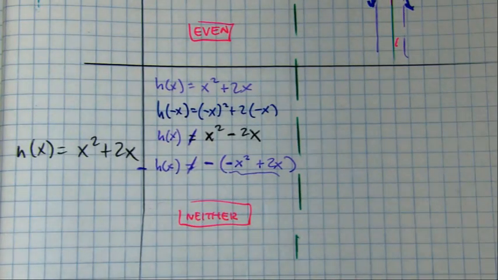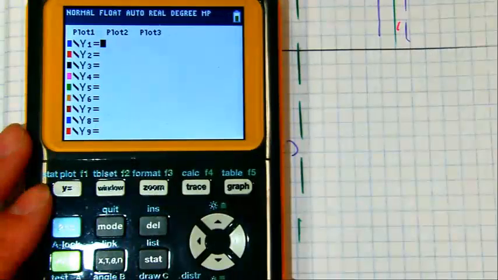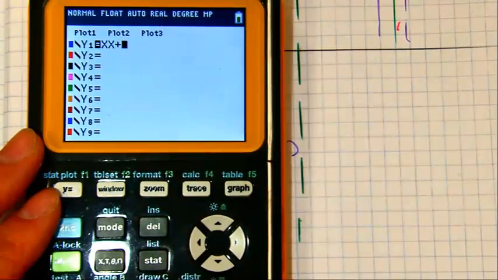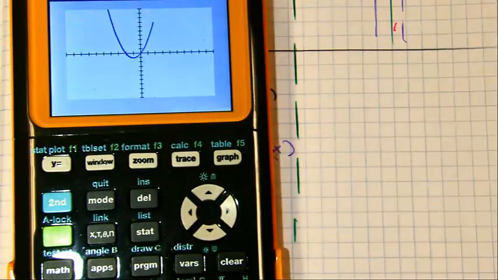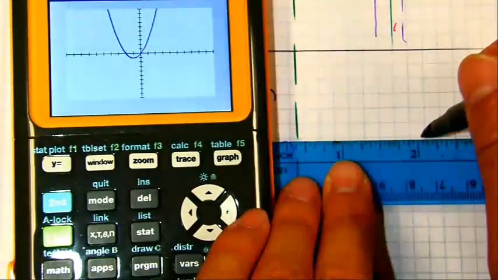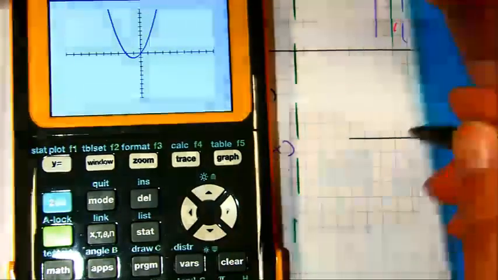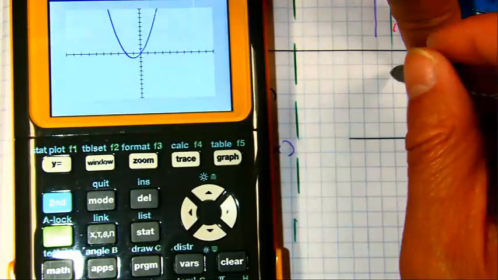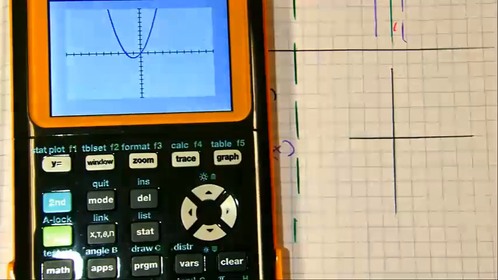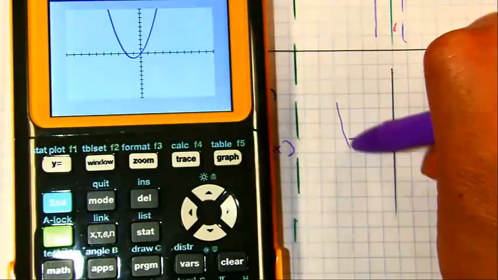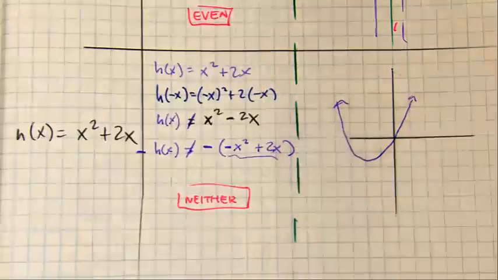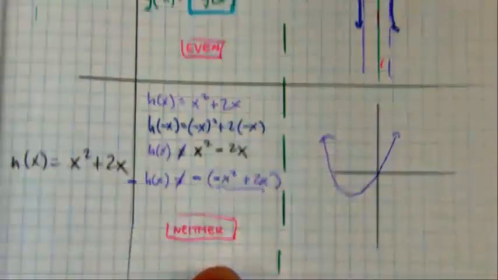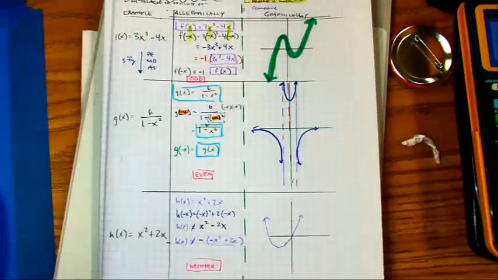Let's graph that really quickly. It's a quadratic. x squared plus 2x, assume 6. And you have a parabola shifted over to the left and down. Not going to draw a super accurate graph, but the big idea is you can see: is it symmetrical about the y-axis? Symmetrical about the origin? The answer is no. So 3 examples of how to find symmetry both algebraically and graphically.